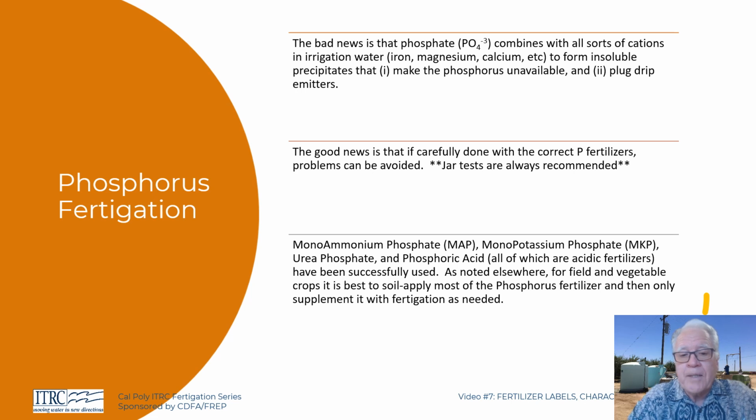Anyway, in the book we have a description of various things: MAP, monoammonium phosphate, and then there's MKP, urea phosphate, and phosphoric acid. There are a number of acidic fertilizers that have been quite successfully used to inject phosphorus. So you can check with your fertilizer dealer, find out what they have. I recommend doing a jar test anyway, and read up on it in the book, and you'll be able to move ahead.